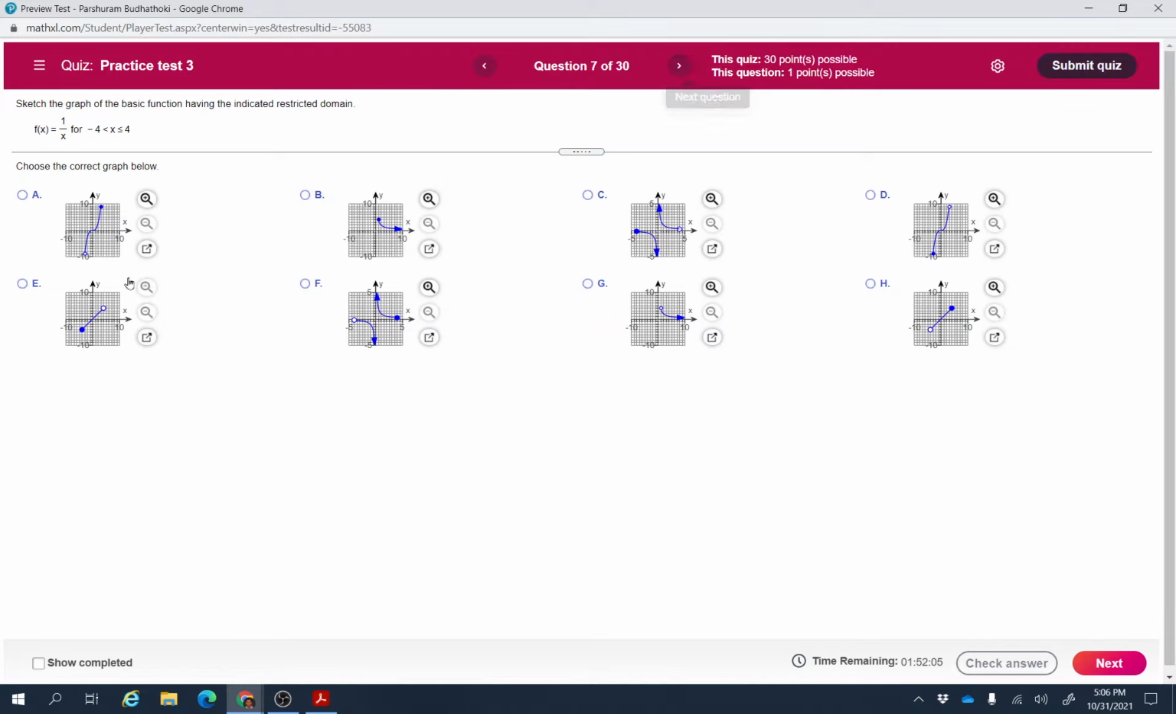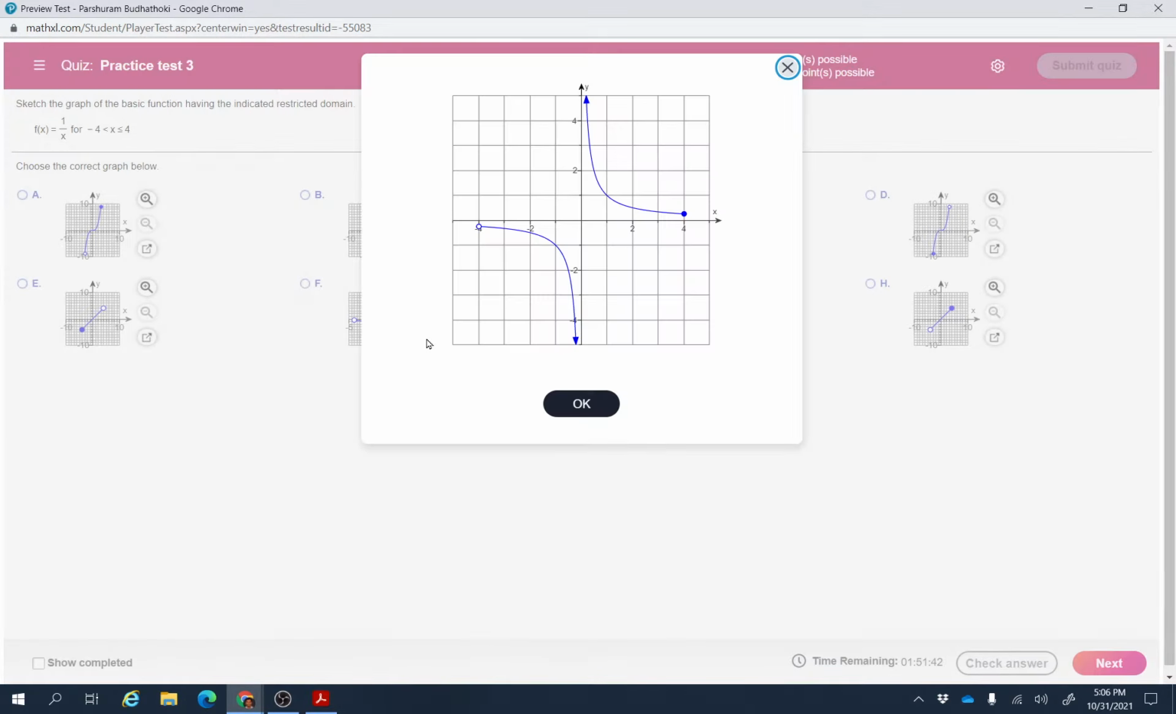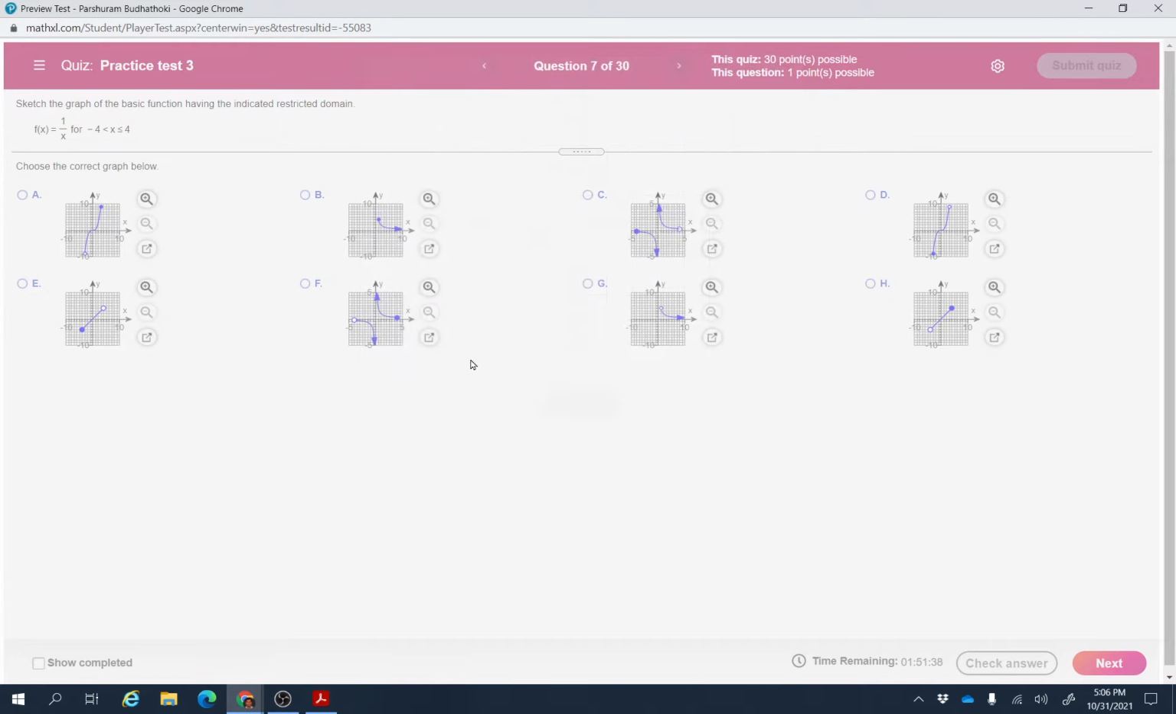Let's go to the next problem. Very similar kind of idea. This is the reciprocal function, and we need to choose a reciprocal, meaning either it's C or F. As you can see, we are just looking for the values from -4 to +4, not including -4. So if you look at graph F, -4 is not included and +4 is included. That's why this is the right one.